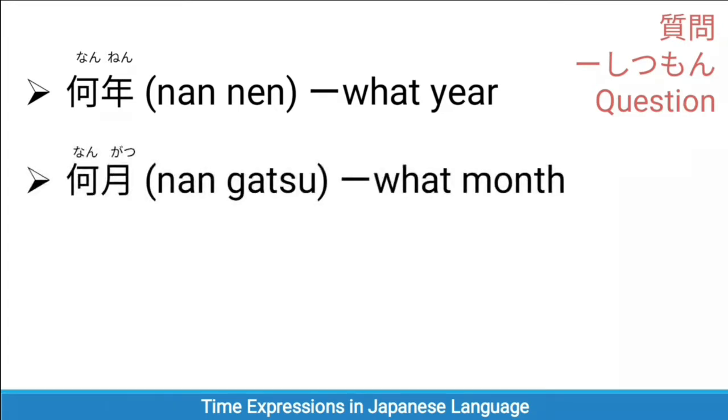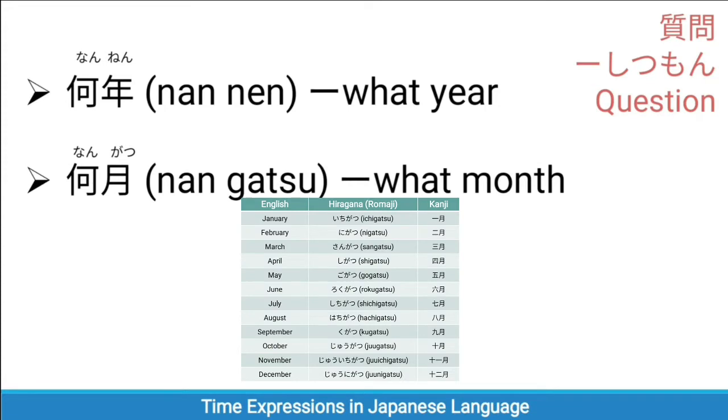Sige, we have nangatsu. Pag nangatsu naman is what month. Sa previous video ko, nandun din yung months. We have Ichigatsu, Nigatsu, hanggang sa Junigatsu, sa December. Yun yung isasagot mo doon.